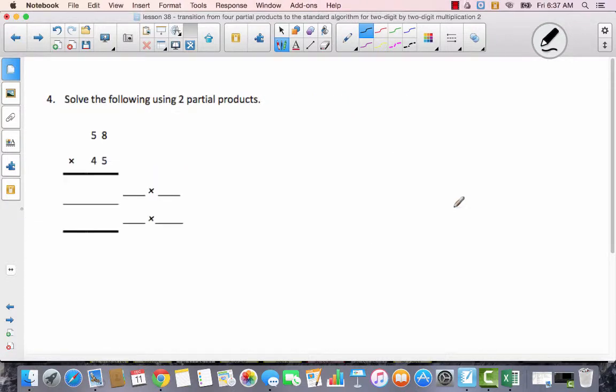All right, so let's take a look at this one. They've taken away the area model now, and we're just using two partial products. So I've got 58 times 45. So this is 5 times 58, 40 times 58.